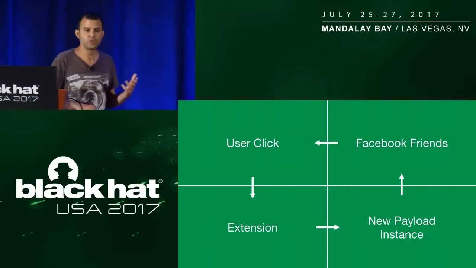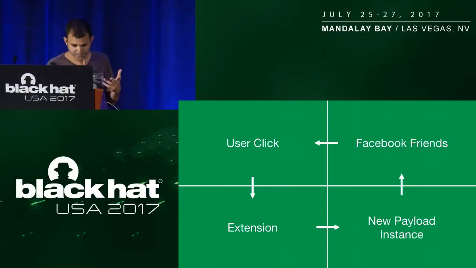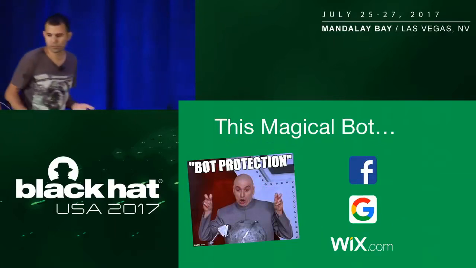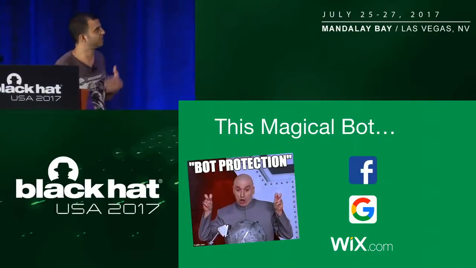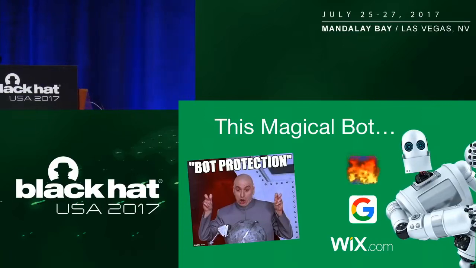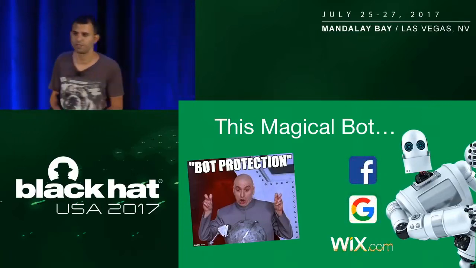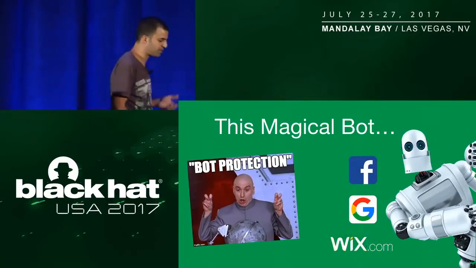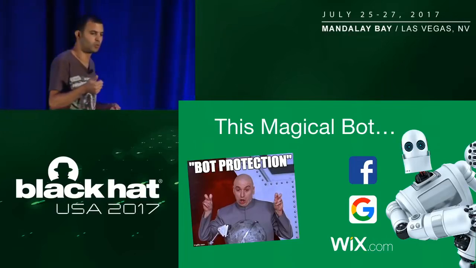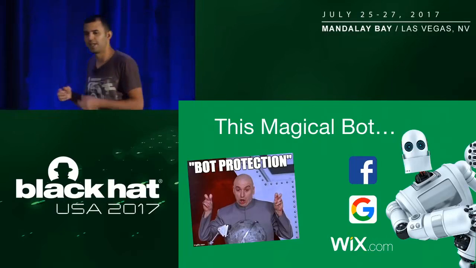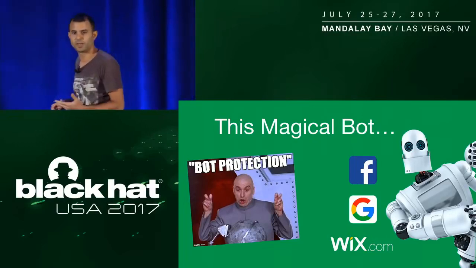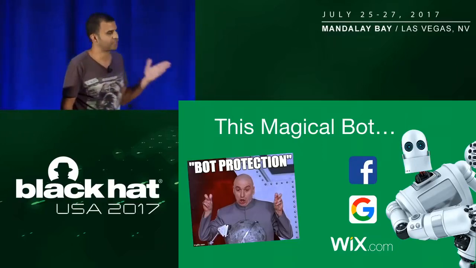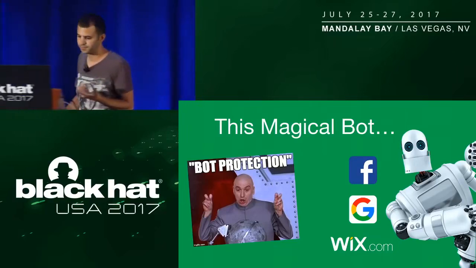Now, the companies abused in these two campaigns we reviewed are not minor companies, right? We're talking about Facebook, Google, Wix.com, and this magical bot somehow defeats the bot detection systems of all these companies. All the services that we were discussing, upload a file to Google Drive, send Facebook messages, all have bot protection mechanisms on them. So why do common bots fail to bypass this protection and this bot succeeds?